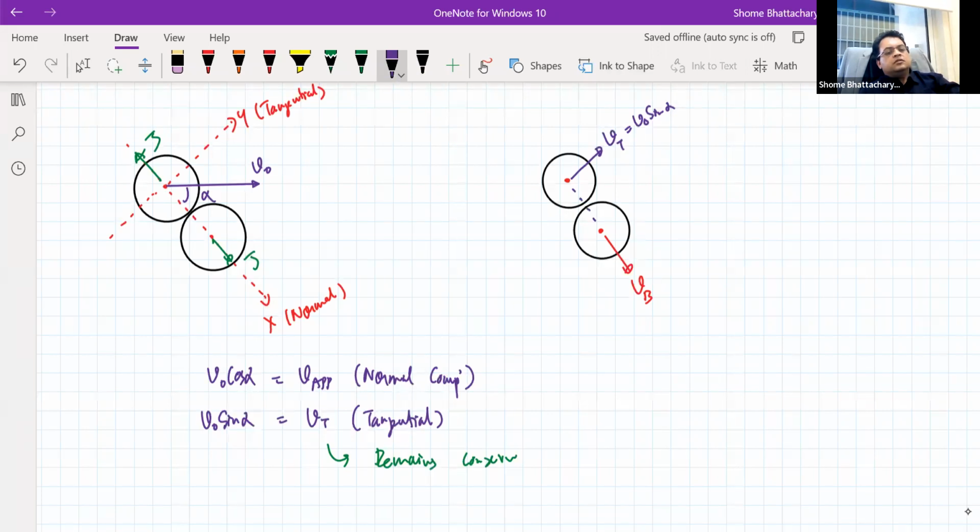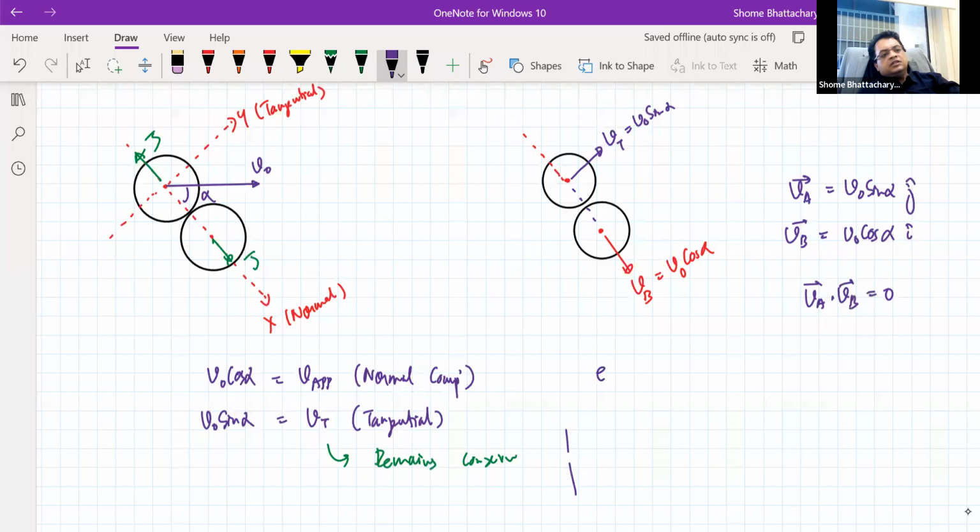This is what will happen here. So these will be the final velocities. VA after impact will remain V naught sin alpha j cap, and VB after impact will become V naught cos alpha I cap. So VA dot VB is 0. This all is happening because E is equal to 1 and M1 is equal to M2.